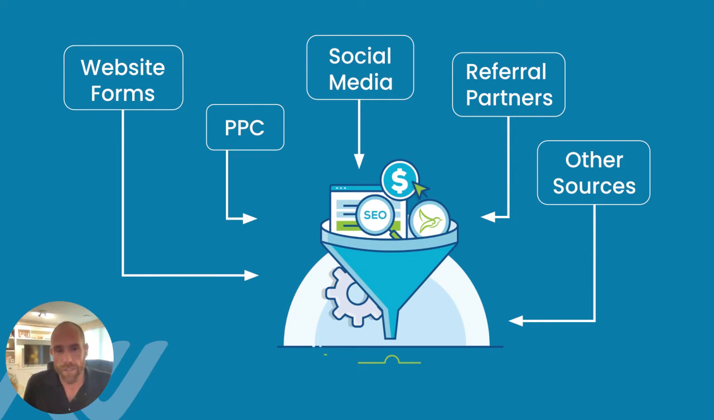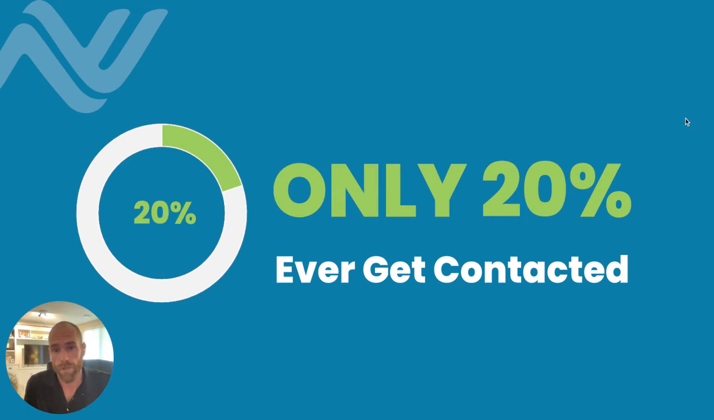So every day, leads come into your salespeople from a variety of sources: website forms, PPC, things like social media, and also referral partners like A Place for Mom and Caring.com, which are constantly sending digital leads to the salespeople at your various communities.